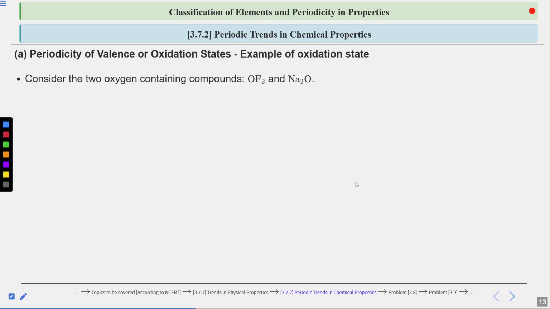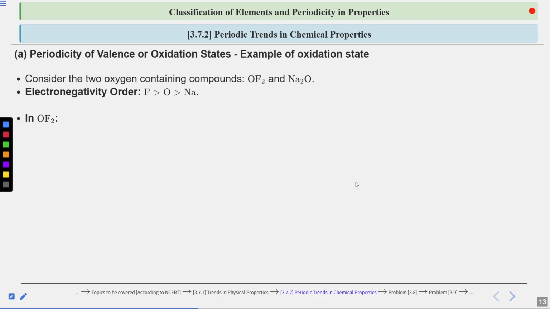First of all, we will take two compounds. One is OF2 and second is Na2O. What will be the valency of oxygen and fluorine in case of OF2, the first question? What will be the oxidation state of sodium and oxygen in Na2O? We will try to understand this. To understand this, let us first arrange these three elements in the order of electronegativity. I have said it earlier, if you are considering a period, then from left to right the electronegativity will increase. So fluorine will be the most electronegative one, then oxygen, and then sodium.